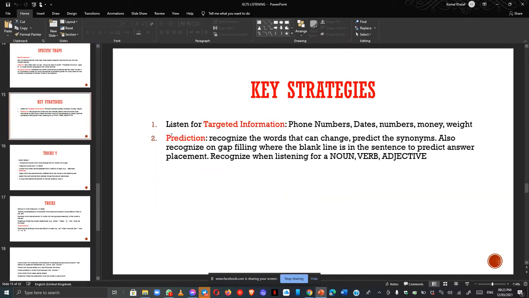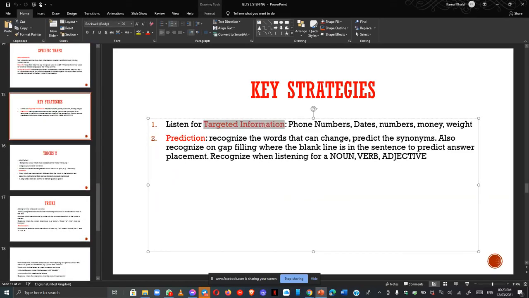Next. Lesson 4, target information. This is very simple, especially in part 1. I mean, you need a phone number. Get ready to listen to a phone number. You need a date, number, money, weight, and so on. This is very simple, don't worry.